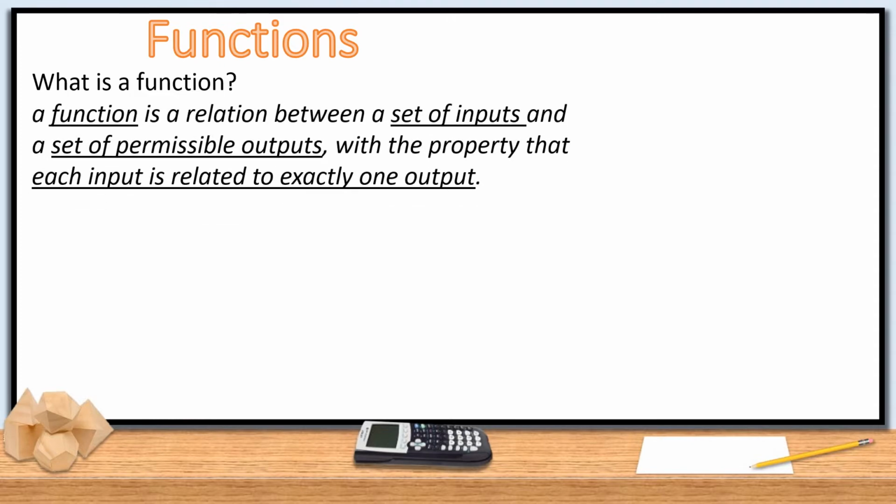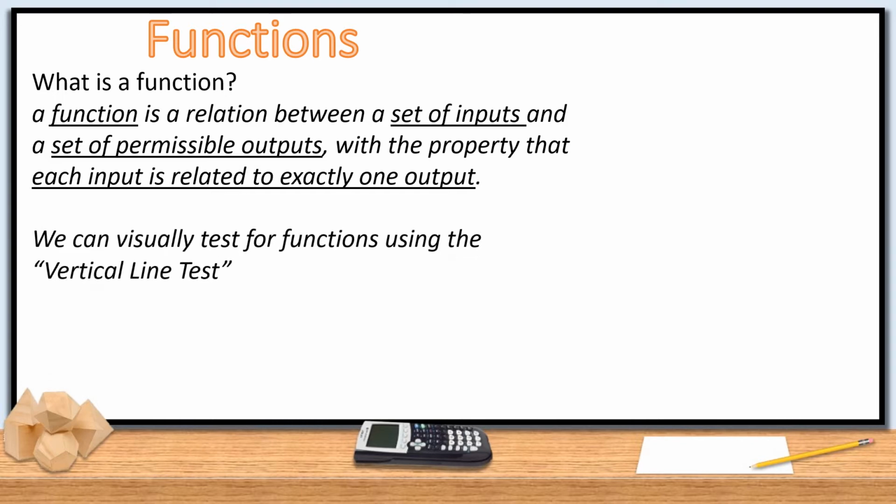A function is a relationship between a set of inputs and outputs. You're going to put something into a function, which is like a set of rules, and then an output is going to come out, an answer. The key thing with functions is that every input has only one output. So you can't put a number in and then get two answers out. You can only get one answer for every number you put in.